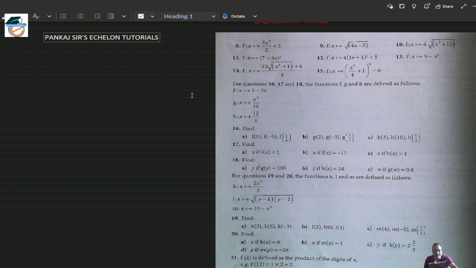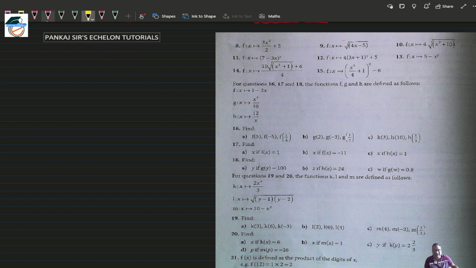D.Reyner's solution. Okay, so remember we were doing a D.Reyner book solution. And we had started with the chapter functions, right? And we had already covered, I think, some 15 questions. Okay. So now today we are going to start with question number 16.